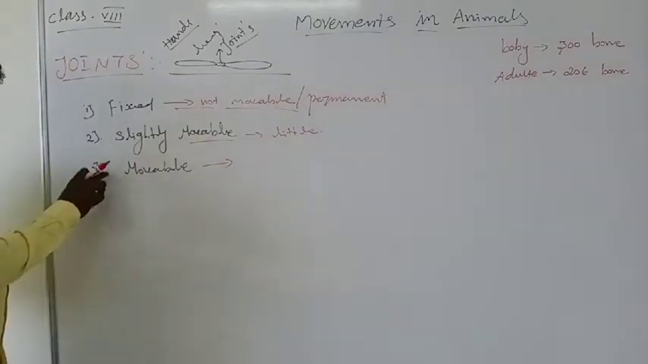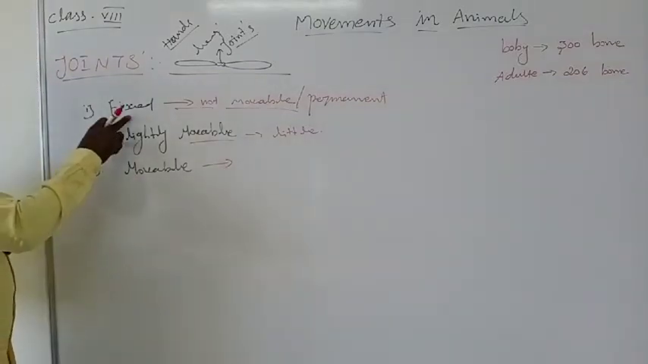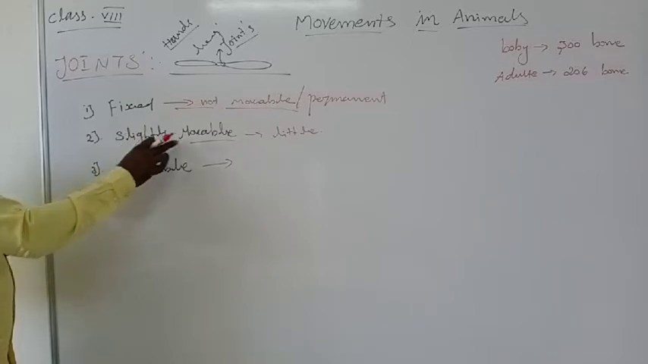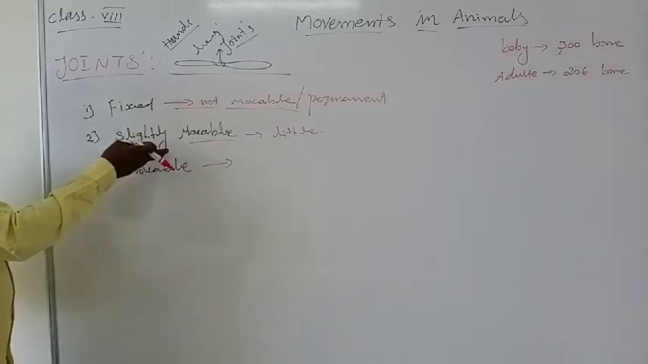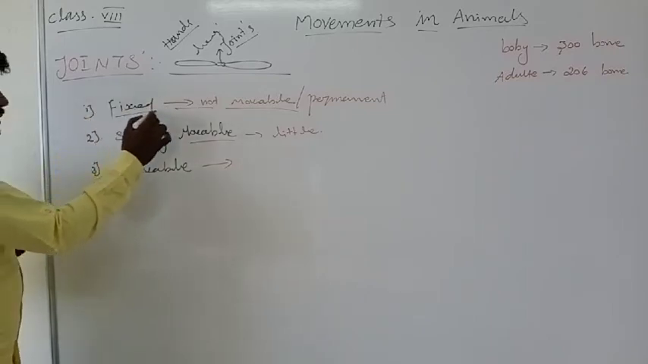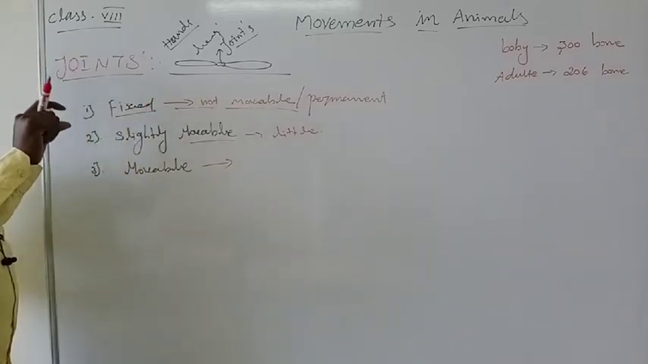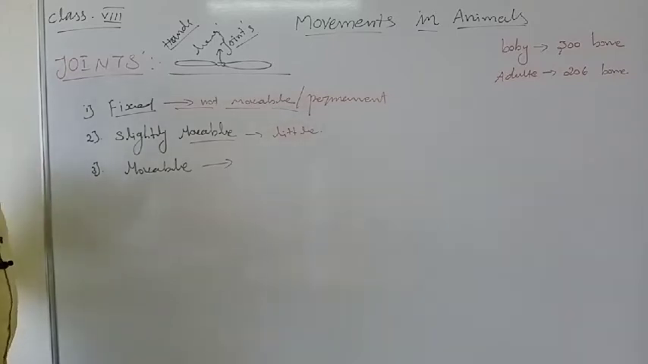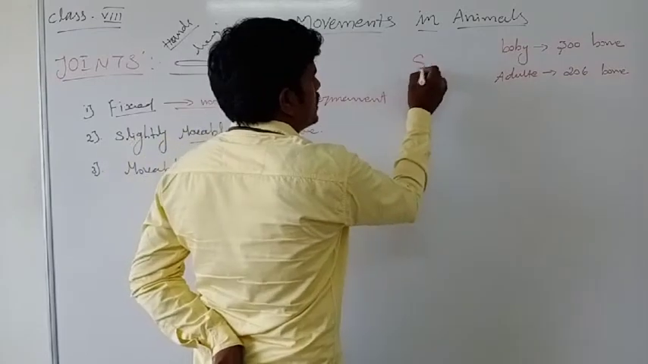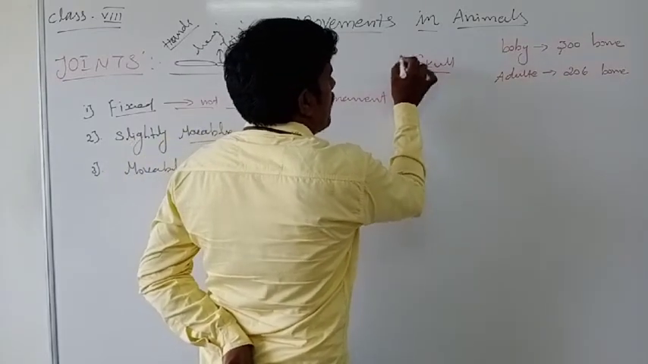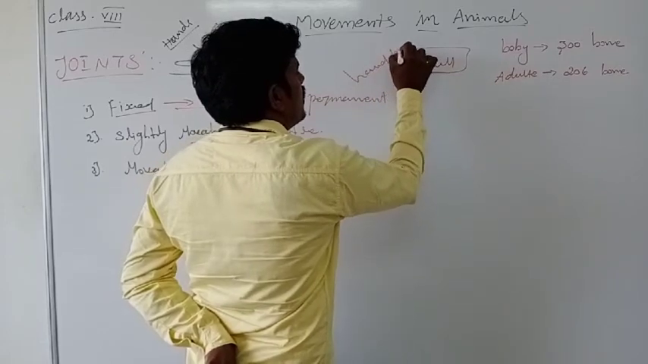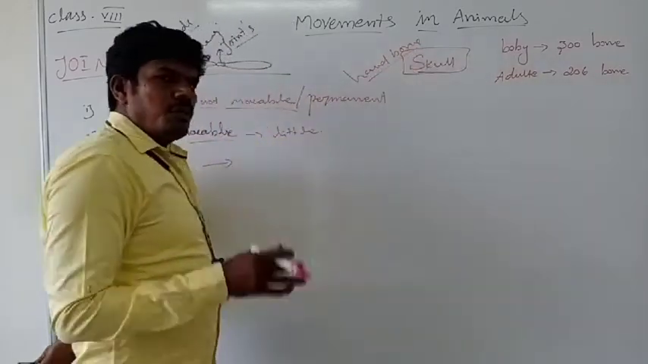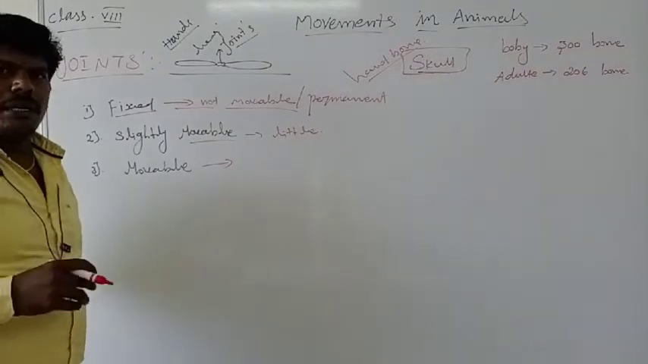There are three types of joints present in our body: the first is the fixed joint, the second is the slightly movable joint, and the third is the movable joint. Fixed means permanently fixed, not having any movement. The skull, that is a head bone. This bone is not movable; it is fixed and permanent.